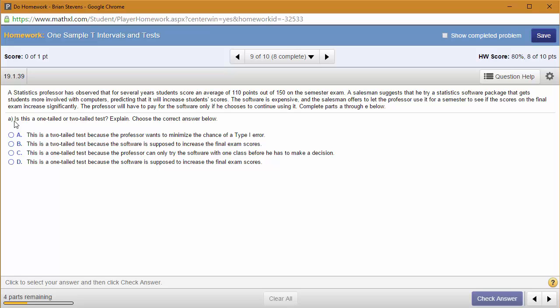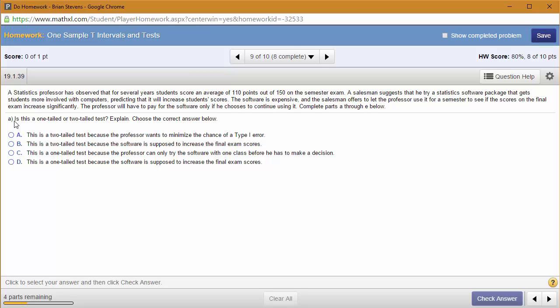Two more questions. A statistics professor has observed that for several years, students scored a 110 out of 150 on the semester exam. A salesman suggests that he try a statistics software package that gets students more involved with computers, predicting that it will increase students' scores. The software is expensive, and the salesman offers to let the professor use it for a semester to see if the final exam scores increase significantly. The professor will have to pay for the software only if he chooses to continue using it. That's a good deal. I'm trying to get him hooked, though.